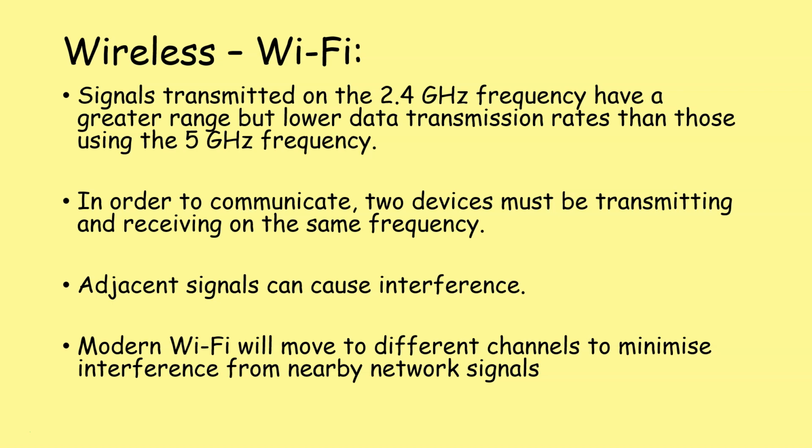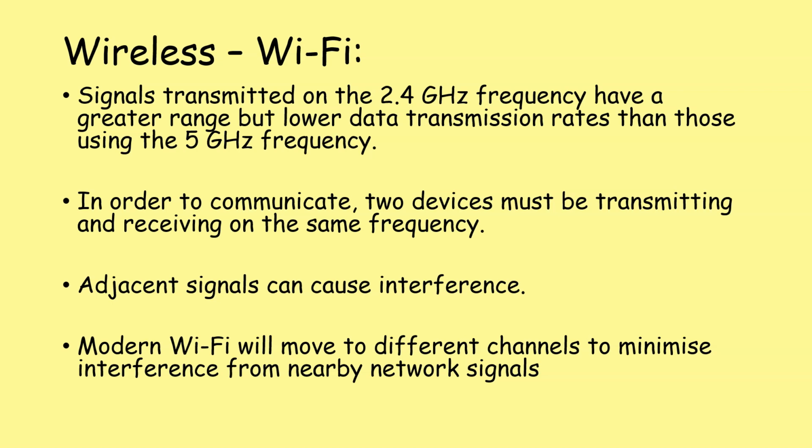Obviously, in order to communicate, two devices must be transmitting and receiving on the same frequency. You don't have to worry about setting that yourself. Your Wi-Fi router, your mobile phone, or your laptop will talk to each other and they will agree which channel they should be using. They can also swap between different channels to minimize interference from other networks.